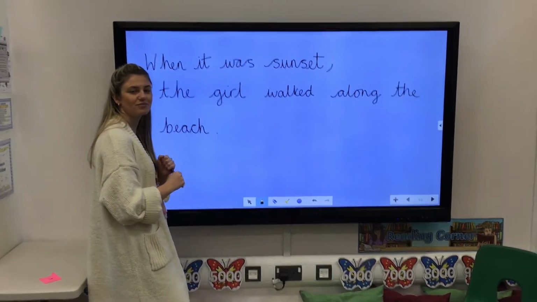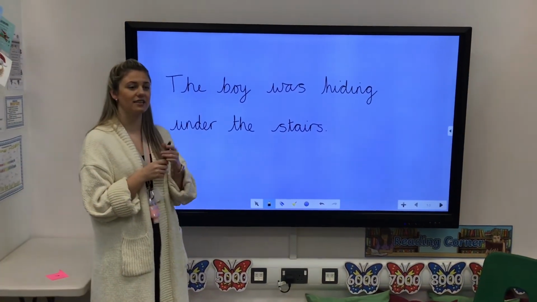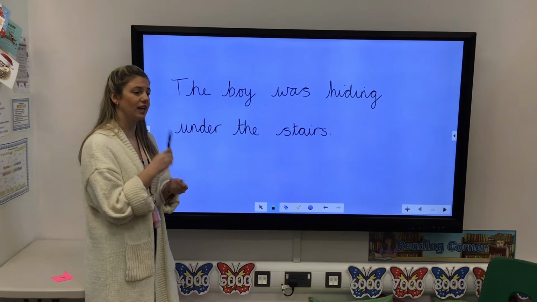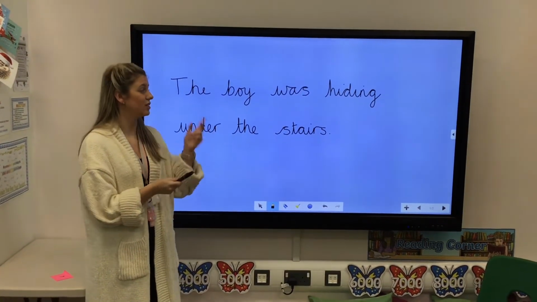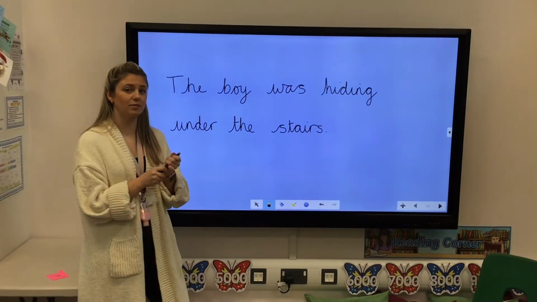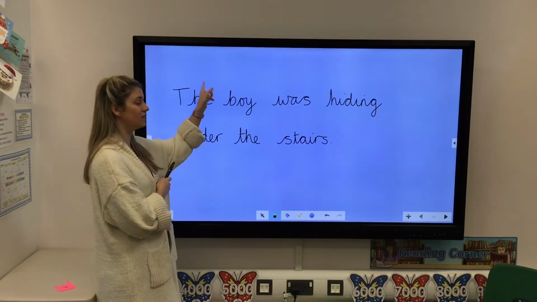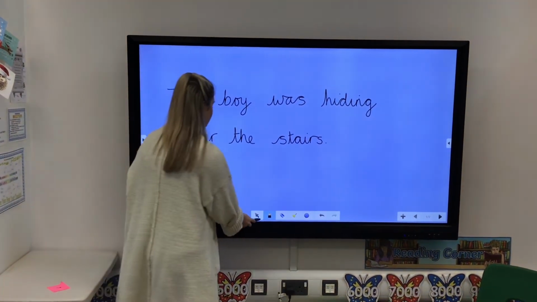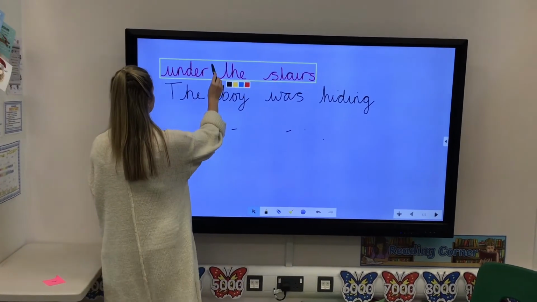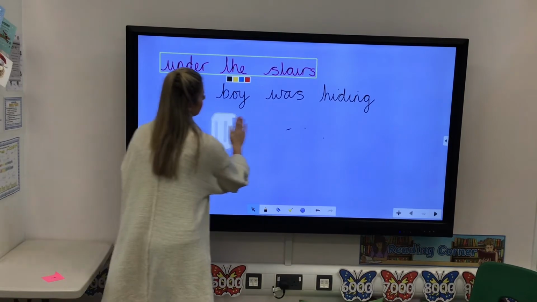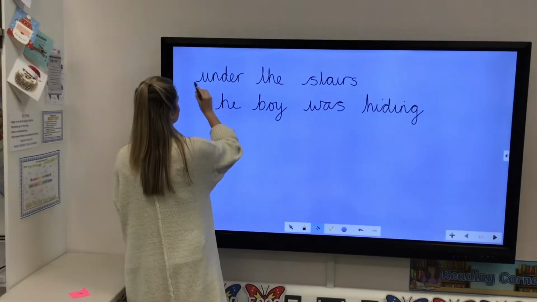That tells us when something happened. Okay, our last sentence is: the boy was hiding under the stairs. If you remember beforehand, we were looking at how something happened, when something happened, or where something happened. In this sentence, we are looking at where something happened. It happened under the stairs. So we're going to turn that into our fronted adverbial and move it to the front of our sentence. Change our capital letters.